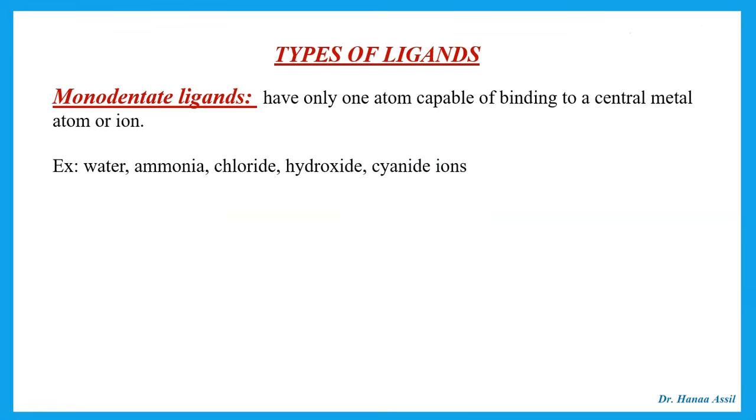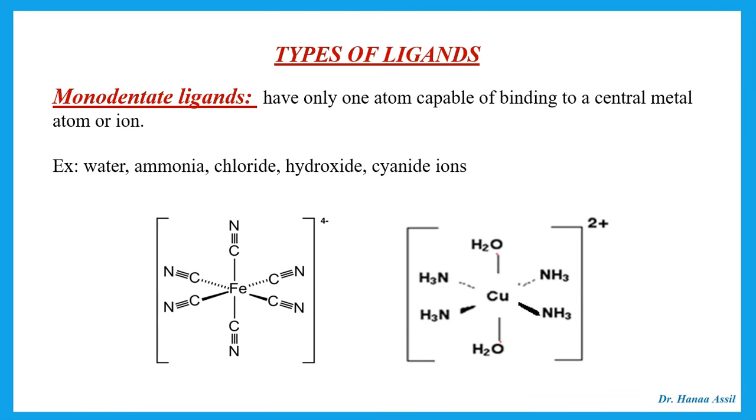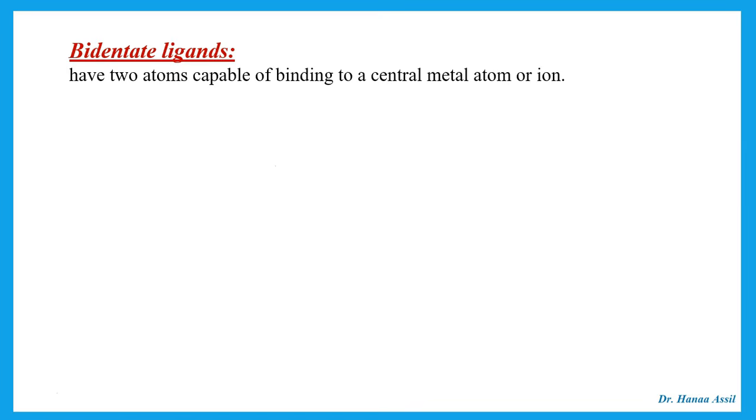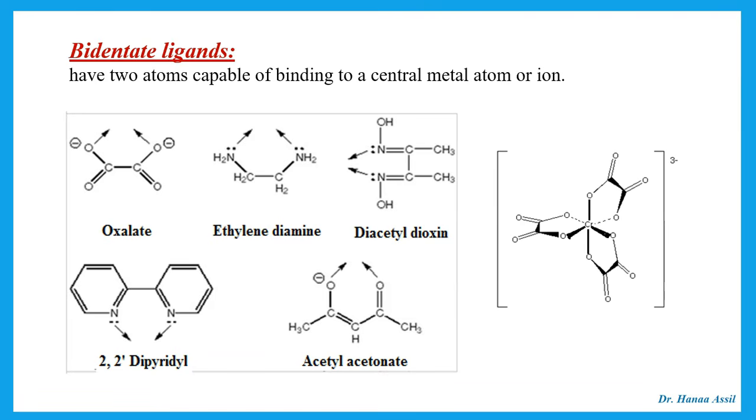What are the types of ligands? Some ligands are monodentate. Monodentate means they form one dative bond to the central metal ion. So cyanide, for example, is monodentate. Ammonia is monodentate. Water and chlorides, all of these are monodentate ligands. A bidentate ligand is one in which the ligand forms two dative bonds to the central metal ion. So these are examples of bidentate ligands. Each of them forms two dative bonds to the central metal ion.